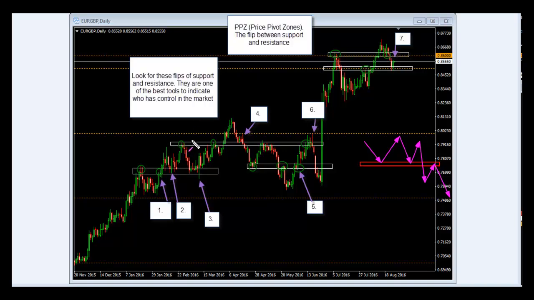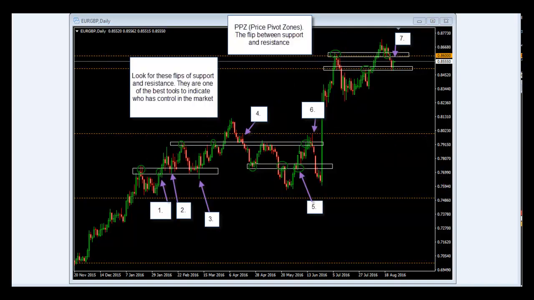So what I've done here is I've marked up these price pivot zones, some of them, not all of them, with these white lines here. And I've shown you with the green circles where you have the confirmation of touches of resistance and support. And then I've labeled different areas of price action that we can look at. We're going to go through them real quick here so you can see that.